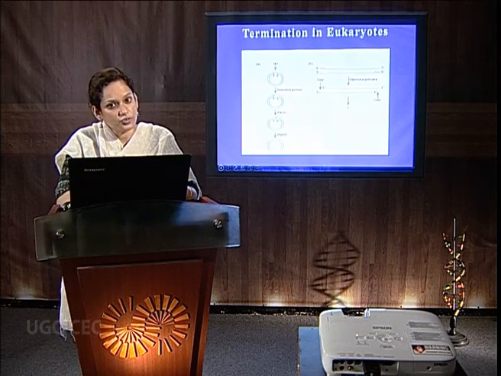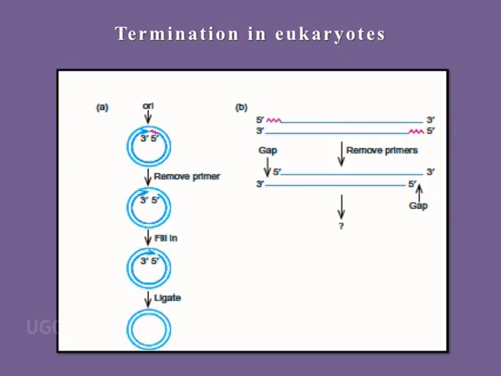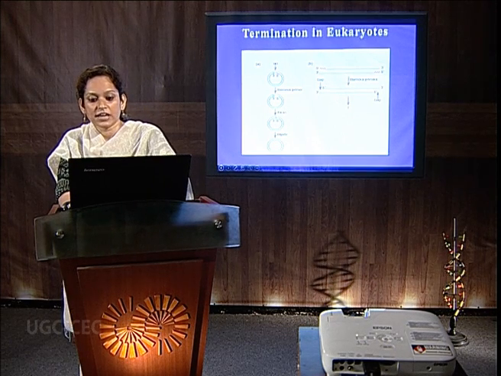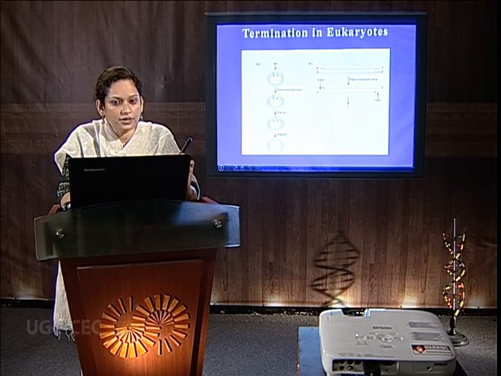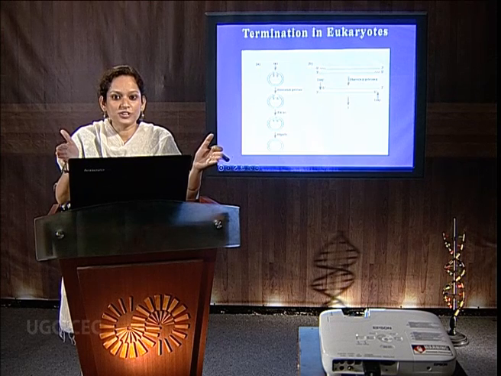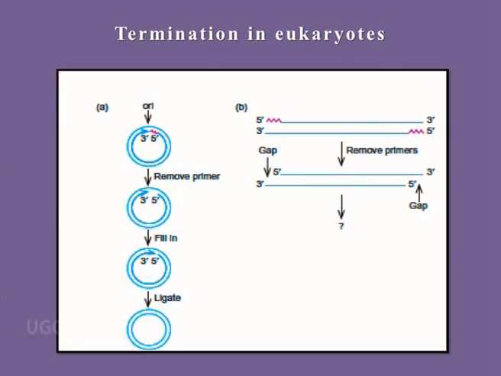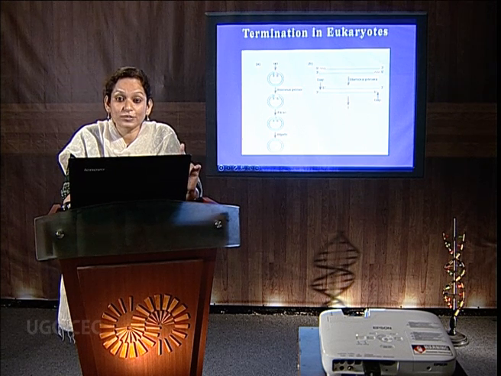Now, in case of eukaryotes, there is a problem. As I already told you, DNA replication in eukaryotes occurs in the form of linear chromosomes. The linear chromosomes contain an RNA primer at the 5' end. After the RNA primer is removed, it leads to the shortening of the chromosome, as there is no enzyme which can fill in the 5' gaps. This is known as the end replication problem, which does not occur in prokaryotes as the DNA is a covalently closed circular molecule.